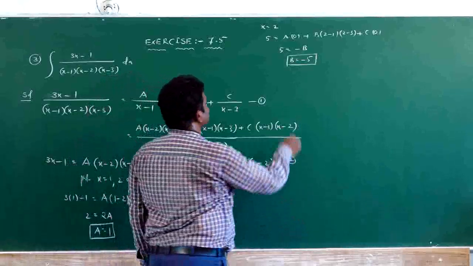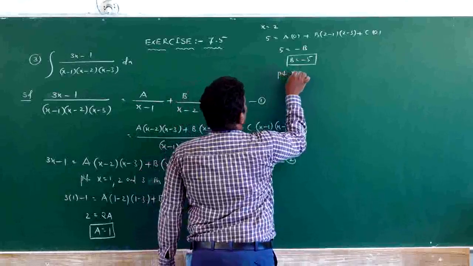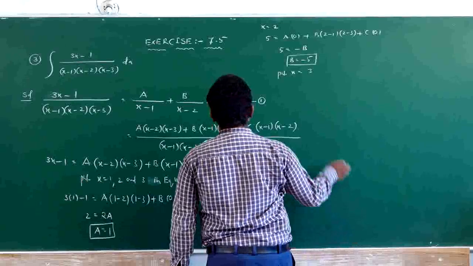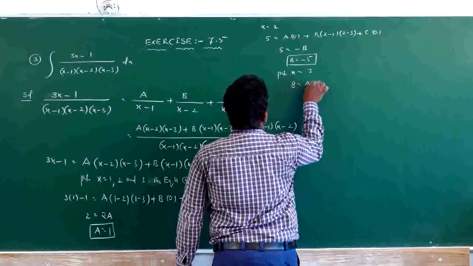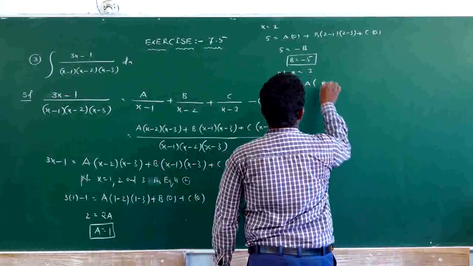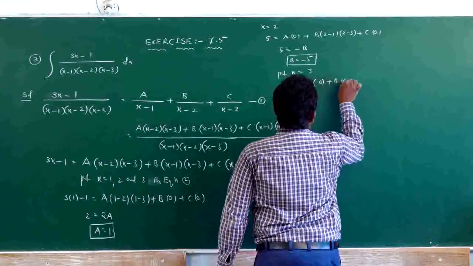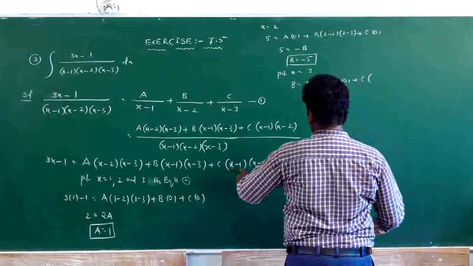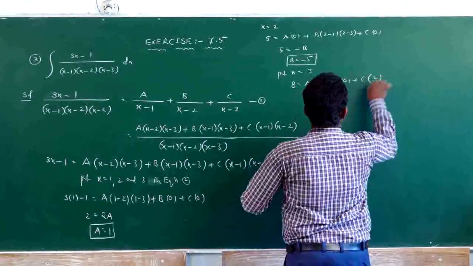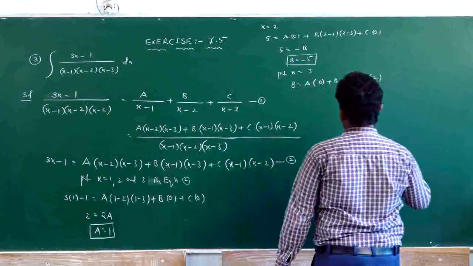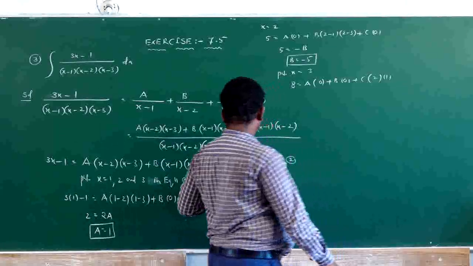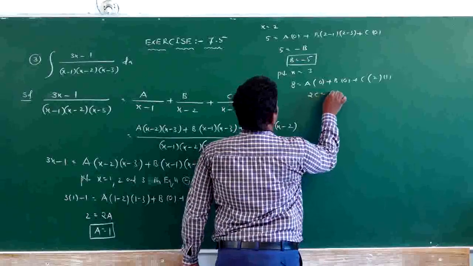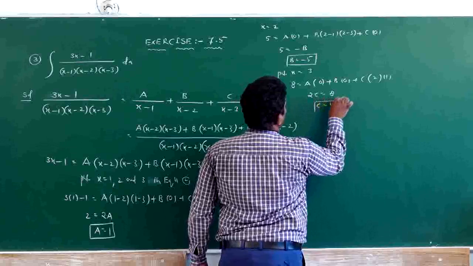Next, put x is equal to 3. Then 3 threes are 9, and 9 minus 1 is 8, which is equal to a into 0 plus b into 0 plus c into 3 minus 1, which is 2, and 3 minus 2, which is 1. Okay? So 2c is equal to 8, and c is equal to 4.